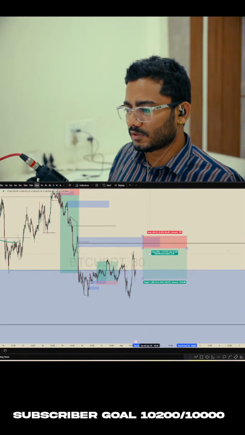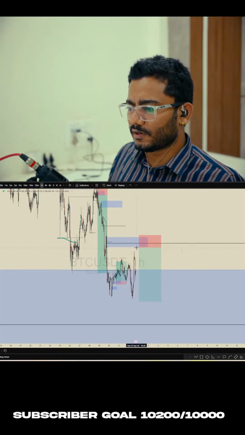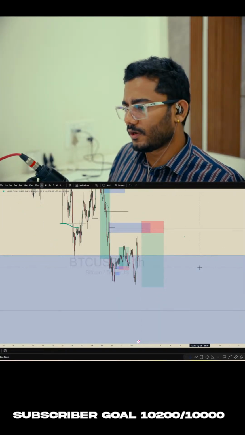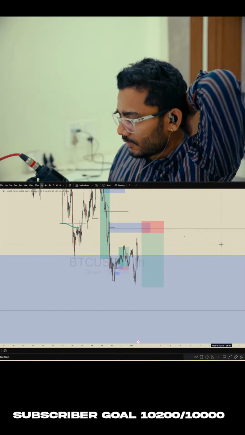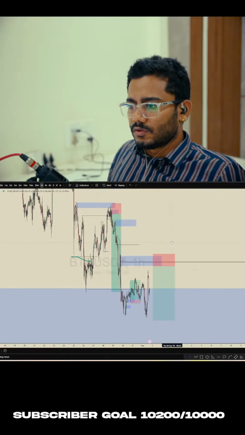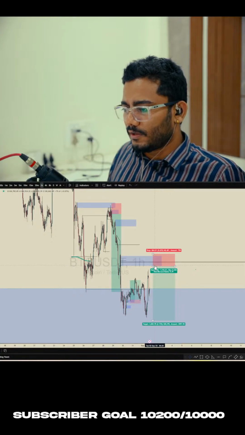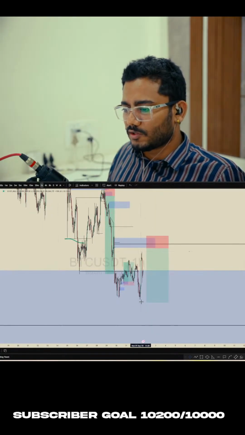Stop loss above this, and we can target the next low, or you can look for a chain of pattern like this, and you can trade it and get around 1:10 very easily. So you can look for a chain of pattern like this, enter at this order block, and target the next low, which is here.